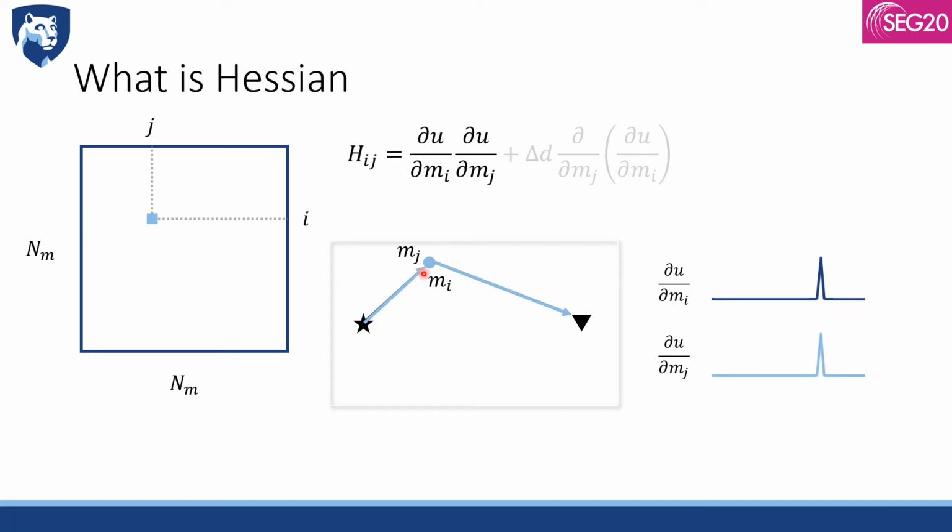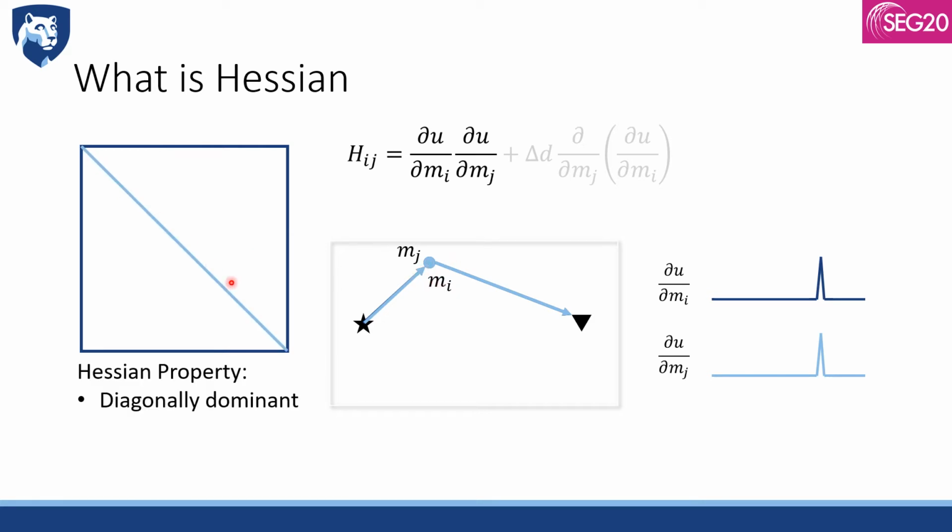like this one. As a result, the Hessian has non-zero values only on its diagonal, where mi and mj are the same point. So the Hessian is a diagonally dominant matrix. But in practice, the wavelet is never as perfect as a delta function. Check out the waveform here.